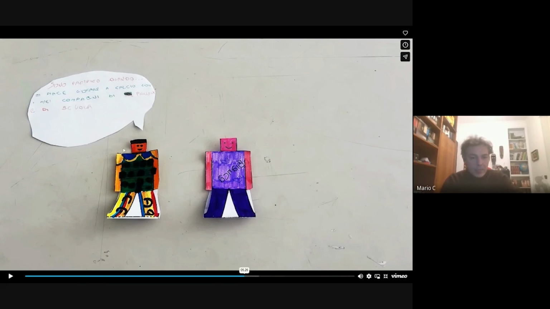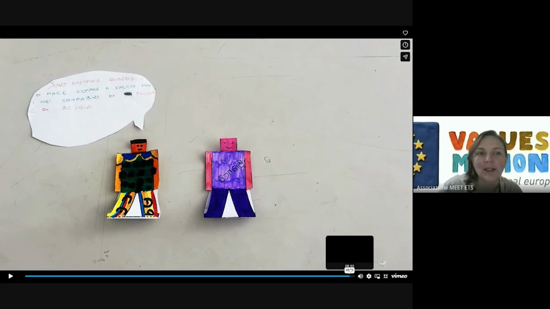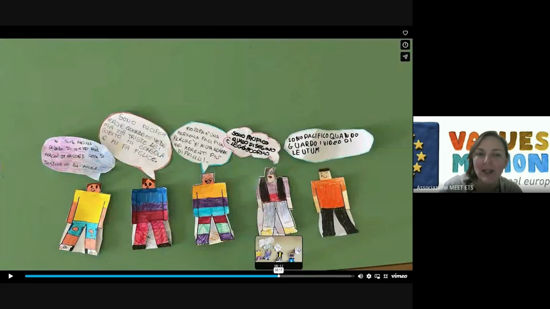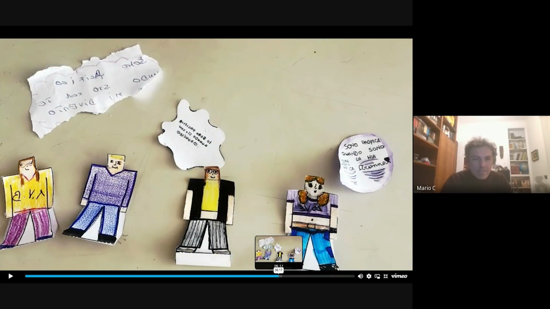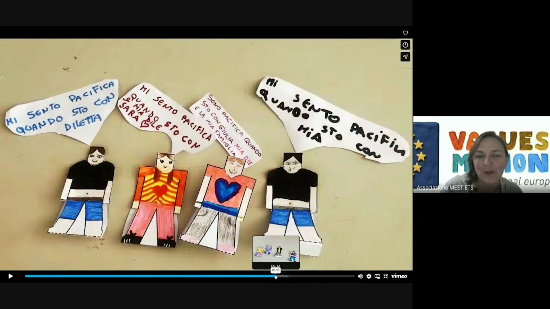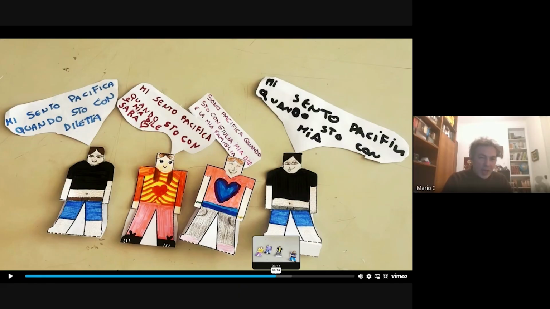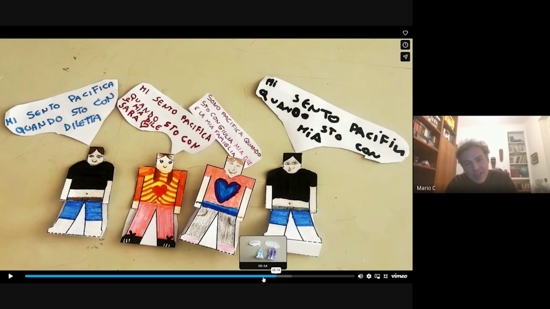So this was my last example. If you want, I can show you all the sequences. It's very nice if you can read some of these comics, because I watched it before, and it's very interesting that they reflected about when I feel peaceful. So if you can just read some examples, yeah, like I feel peaceful when I'm with Diletta. I feel peaceful when I'm with my friends. Mainly with their friends. And this one, it's when they're with their friends in this case.